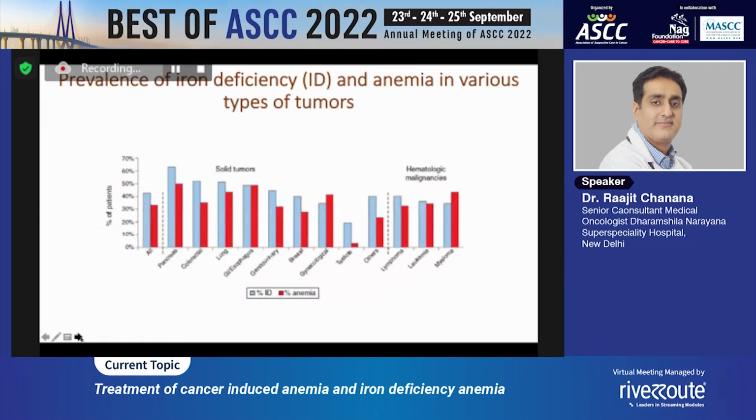So the prevalence of iron deficiency and anemia is very common in various types of tumor. Around 40 to 60% of all solid tumors have iron deficiency or anemia, and around 50% of hematological malignancies have anemia.